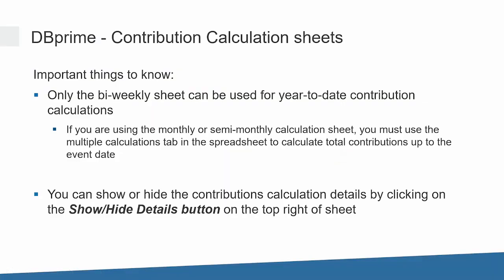Important things to know. Only the biweekly sheet can be used for year-to-date contribution calculations. If you are using the monthly or semi-monthly calculation sheet, you must use the Multiple Calculations tab in the spreadsheet to calculate total contributions up to the event date. You can show or hide the contributions calculation details by clicking on the Show Hide Details button on the top right of the sheet.